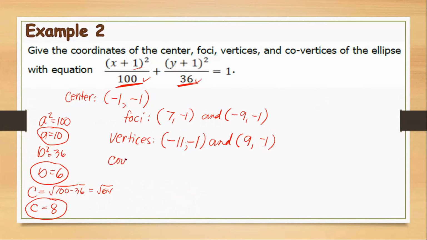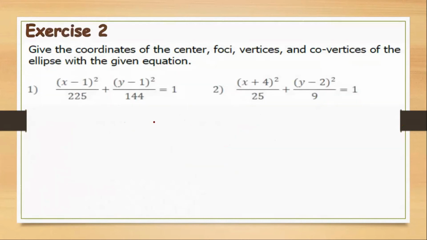And for our co-vertices, we have to move at y. So we have negative 1, but we have to add 6. Negative 1 plus 6 is 5, and also negative 1 minus 6 is negative 7. So these are the parts of our ellipse. Let's have this exercise.